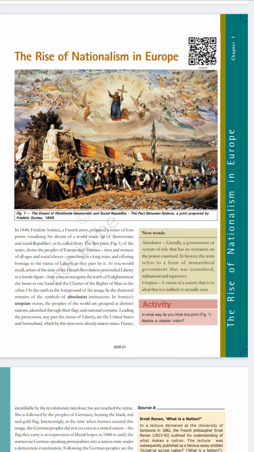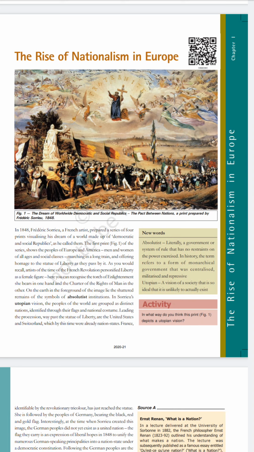In this chapter we will discuss the various issues put forward by Frederic Sorrieu in his print. The various issues mean the contemporary condition of the European continent, as well as the different situations of the dynastic setup and the revolutionary attempts of the people, especially the middle class, the role of conservatives, then the formation of the national state after the spread of nationalism, etc. We will discuss these different issues in this topic.